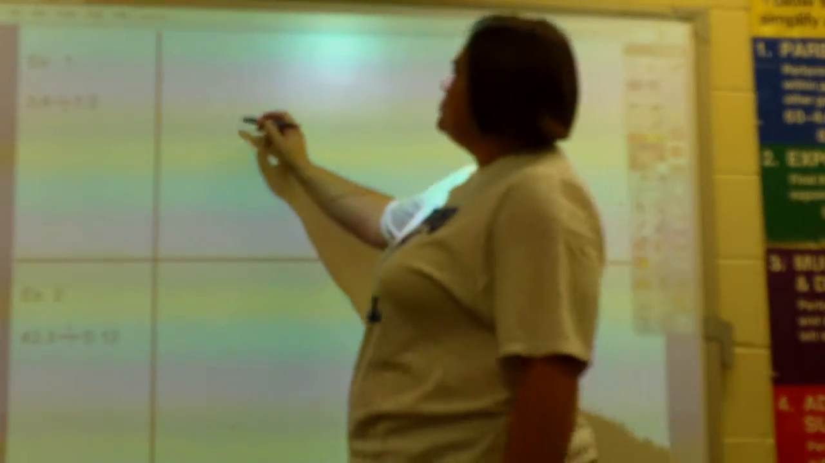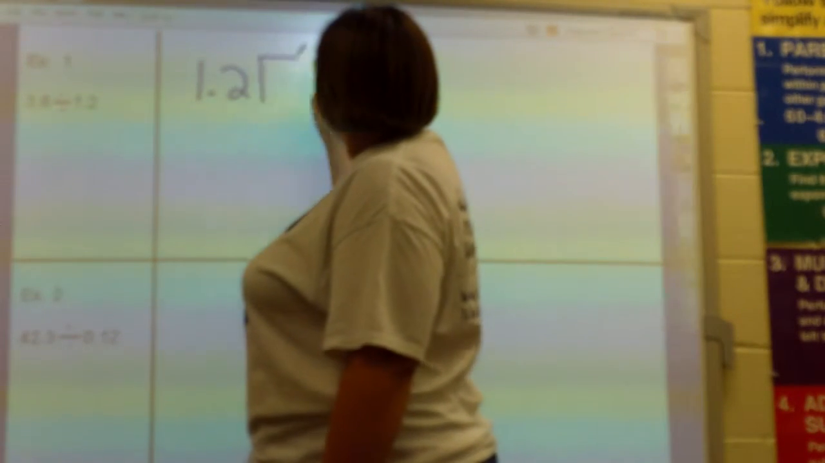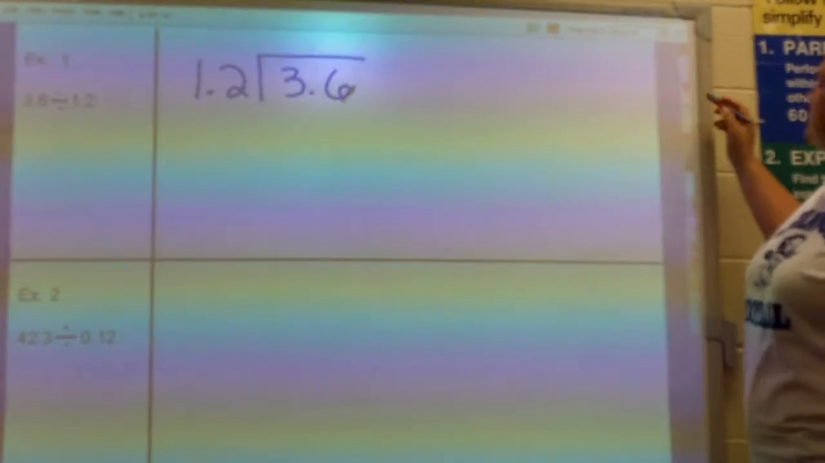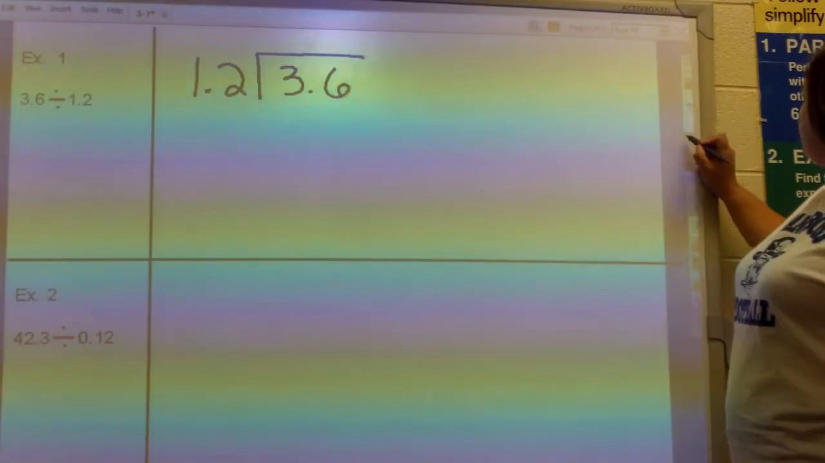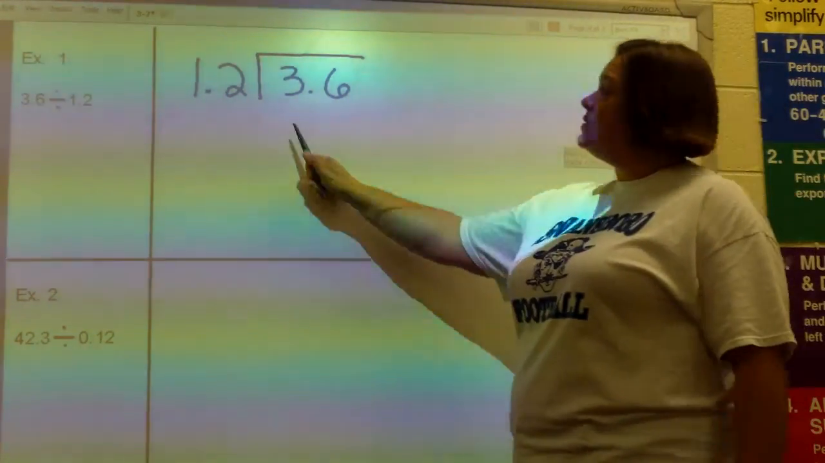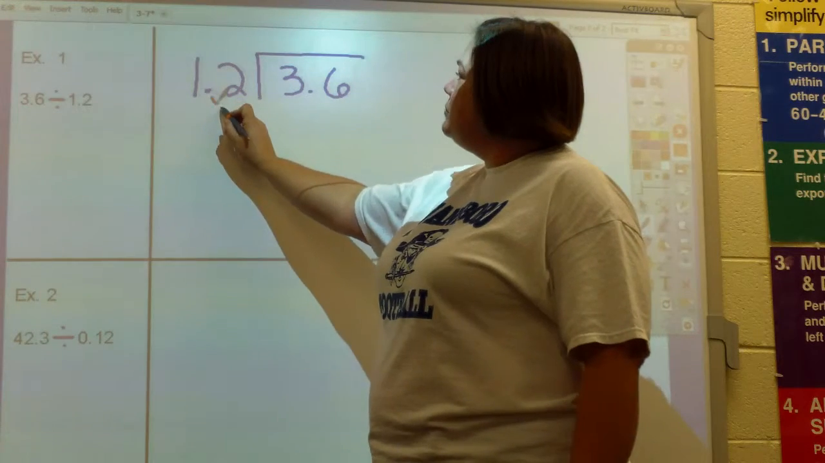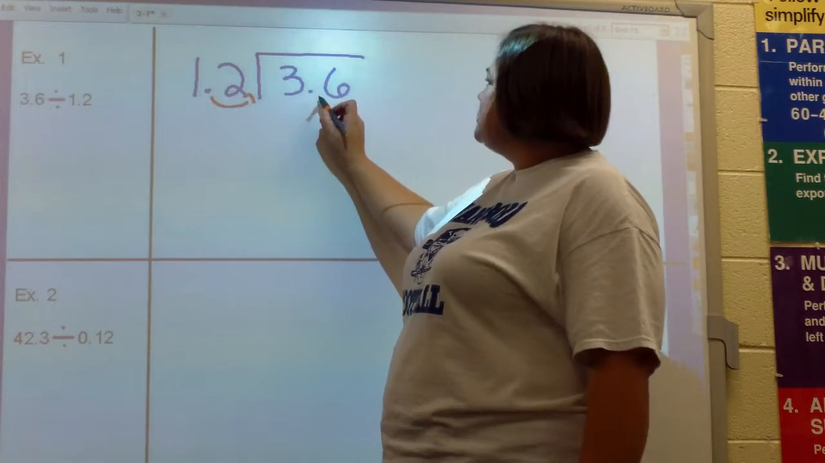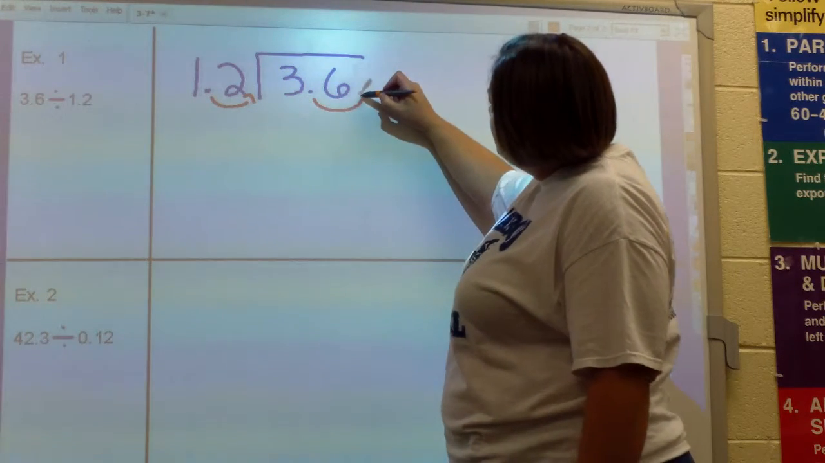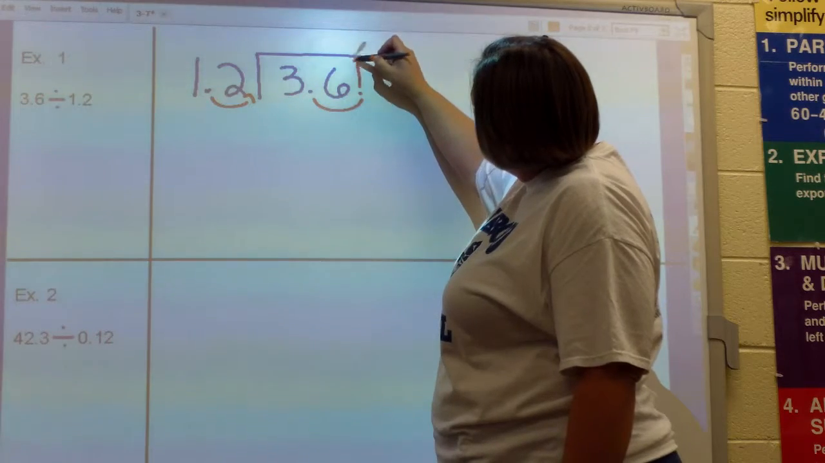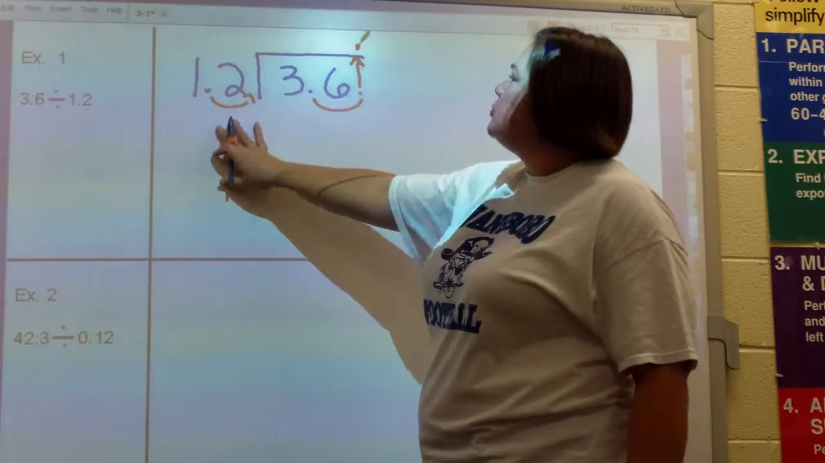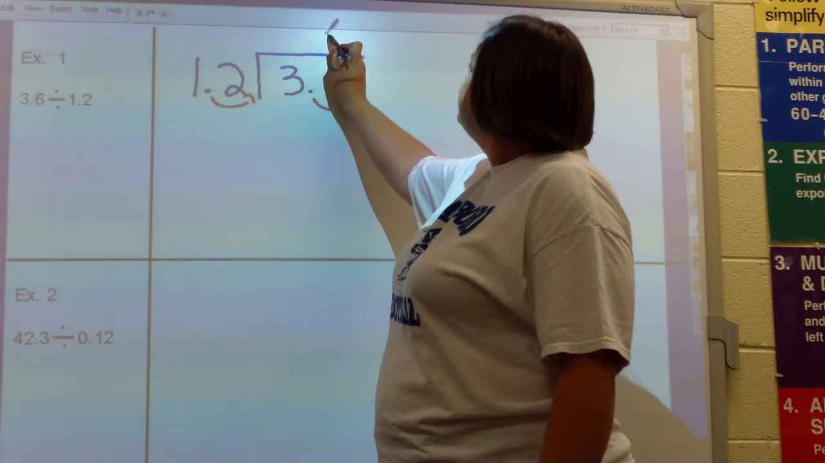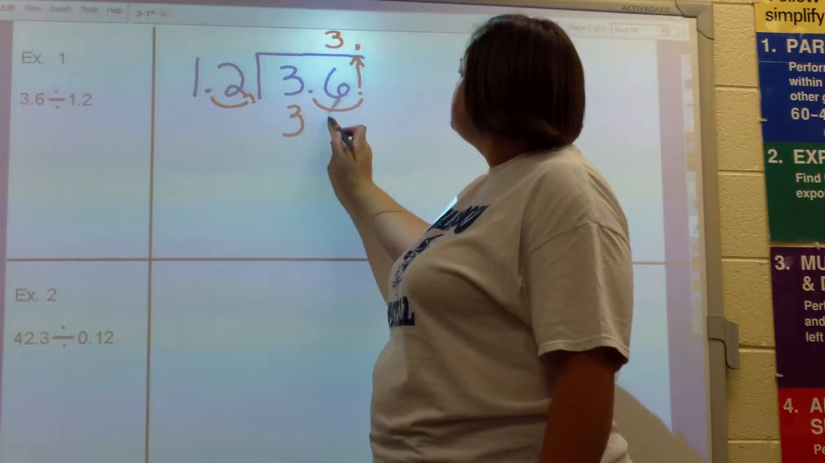Example 1, we have 1.2 divided into 3.6. Step 1 tells us that we're going to move that decimal on the outside to make it a whole number. So we can move it over one spot, and now that becomes 12. So if I move that over one spot, I move this one over one spot, and then it comes up to the top and sits there, and now we have 12 divided into 36, which would go 3 times.